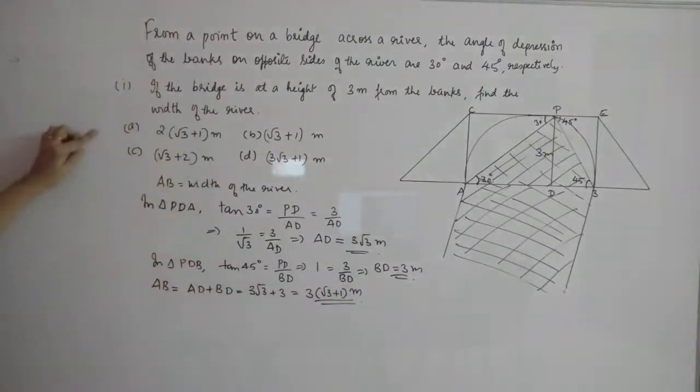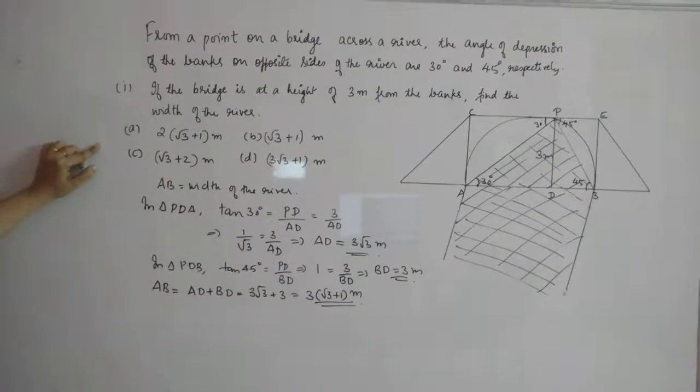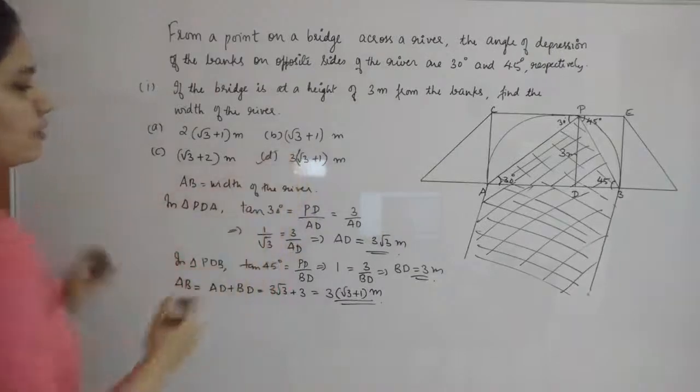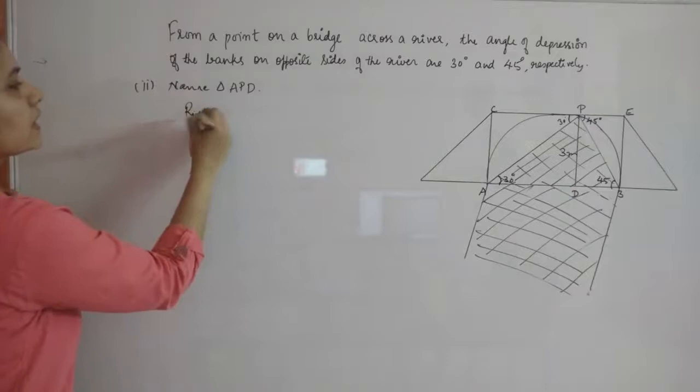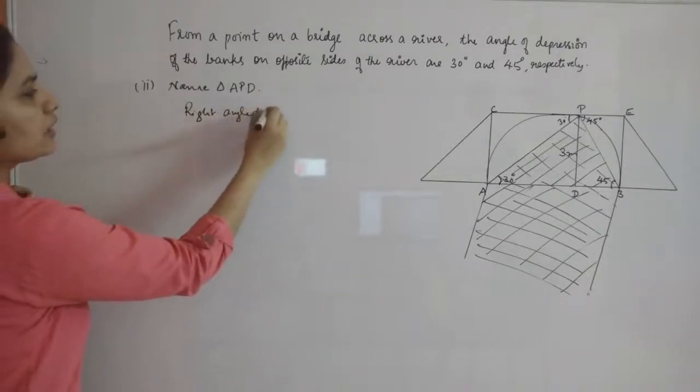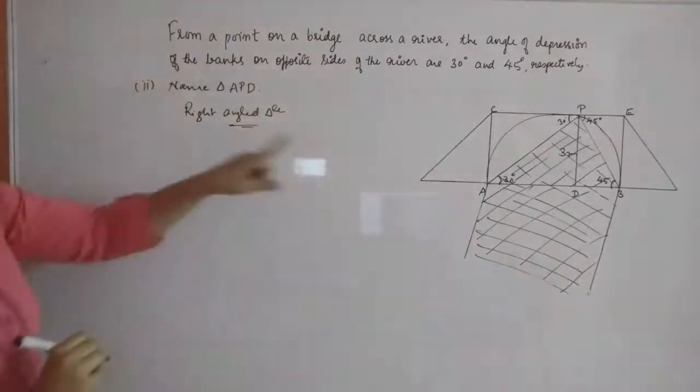So which option is correct? 3 into root 3 plus 1. Option D is the answer. For a triangle like this, you can simply write the answer or take the option, you need not think anything, since it is a right angled triangle from the figure itself.